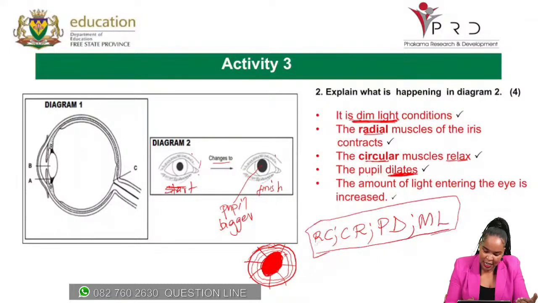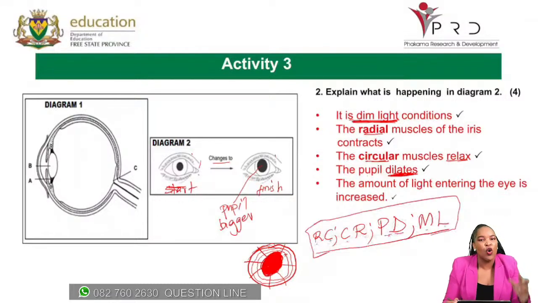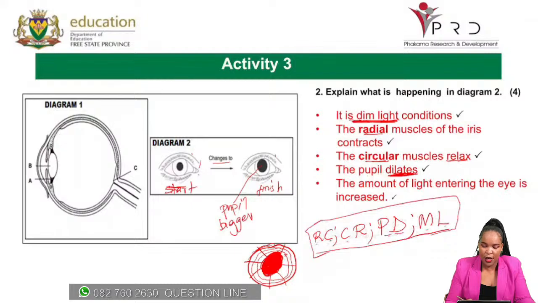Remember, you talk about the radial muscles, you talk about the circular muscles, you talk about the size of the pupil that is going to become bigger because you want more light to come. And then you say more light is going to enter the eye and therefore you will be able to see, or an image is going to be formed. So I hope you excelled on this question.